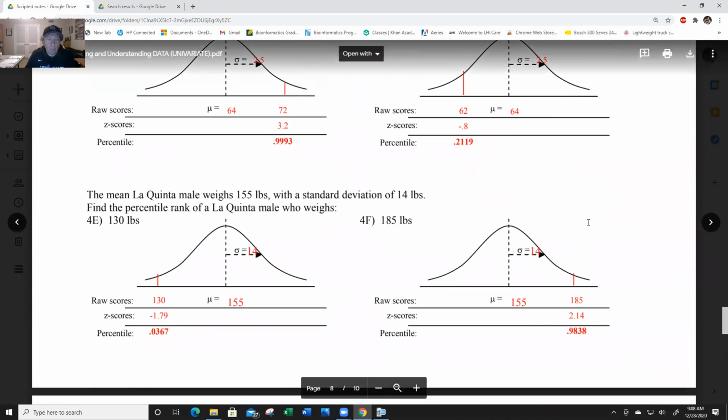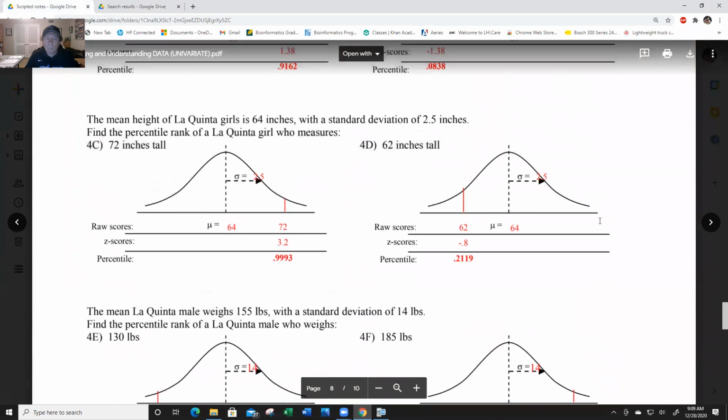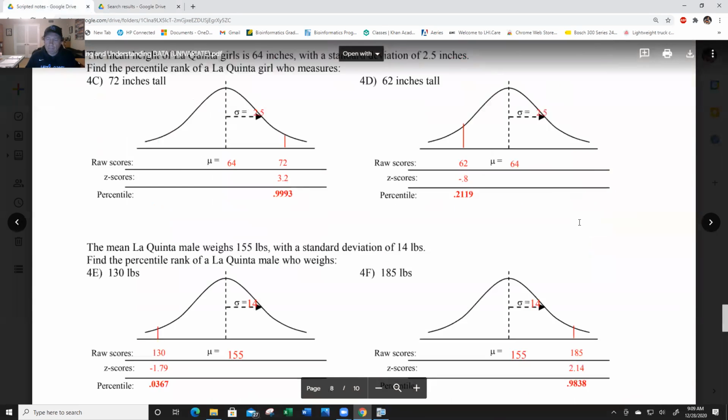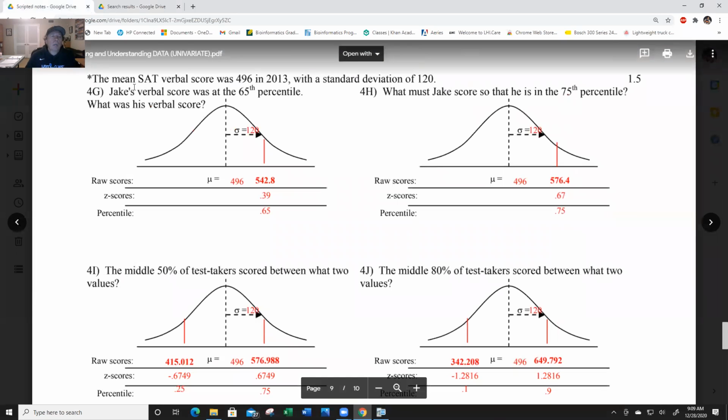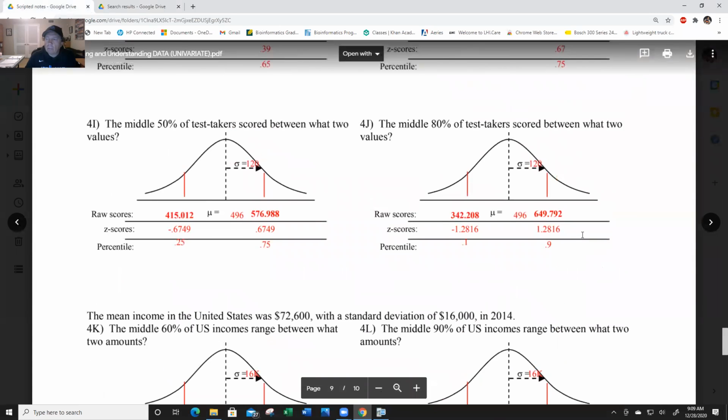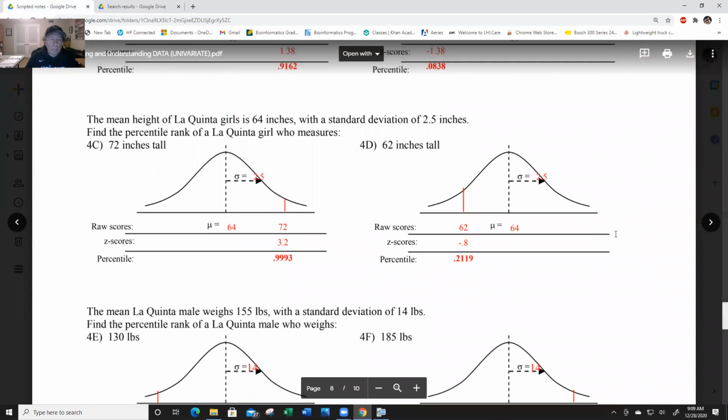Okay, so that's the first 6 problems there. Now the next one would be SAT verbal. The mean SAT. Did I forget one? I think I forgot one. Oh my goodness, I forgot to do 4D. Come on. Let's try that one. My bad. 4D. All right. So 62 minus 64 divided by 2.5 is negative 0.8. So it's almost -1. So it's probably right around there, a little off. Okay, so the z-score is -0.80.